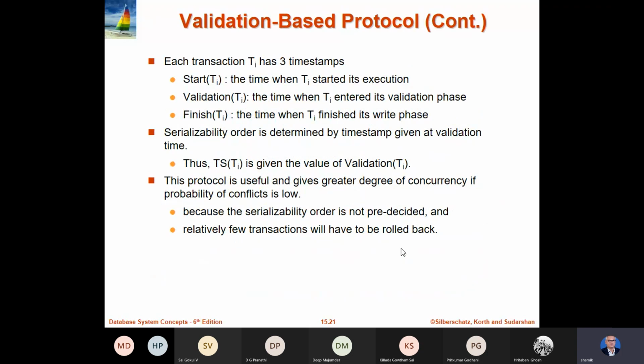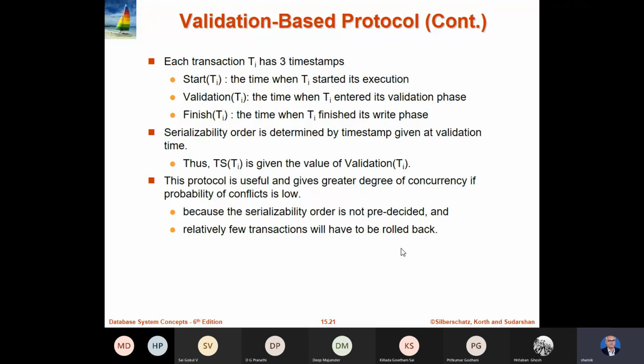So each transaction has 3 timestamps. Now you see that it is different. It has 3 timestamps for each transaction, which is different from having a timestamp for each data item. Because for each data item, no matter whether the transactions are updating or not, you have to have all those timestamps. Here, each transaction has 3 timestamps, and as the transaction is completed, we do not need to worry about these timestamps anymore.